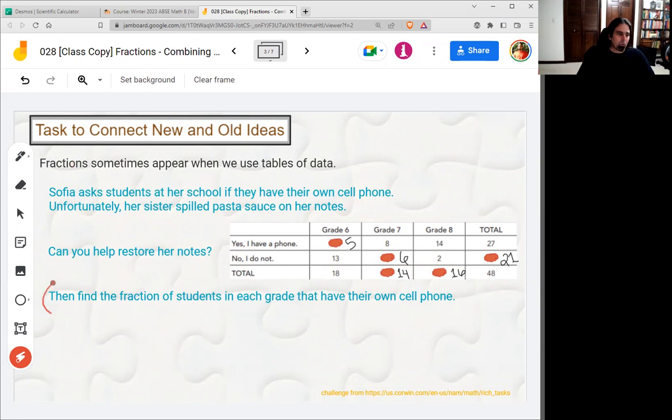So part 2, what's the fraction of students in each grade that have their own cell phone? So for grade 6, we want part over whole. So tell me the two numbers and I'll write them as a fraction.